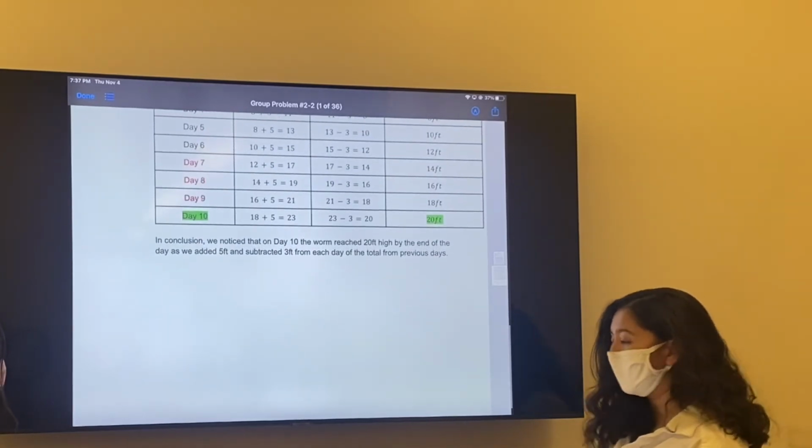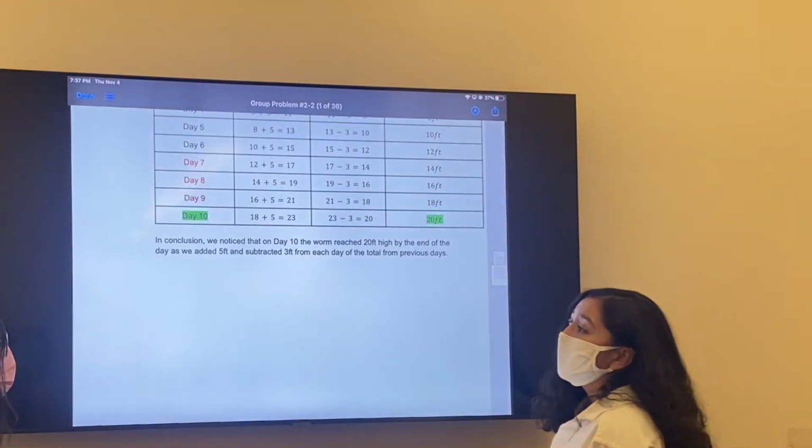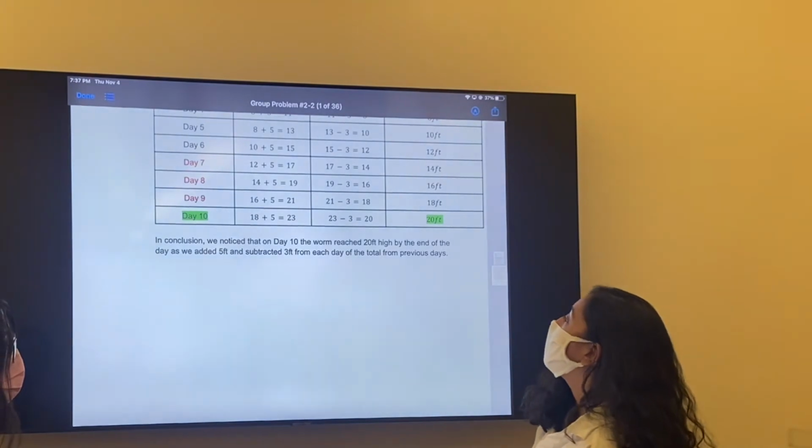So in conclusion, we noticed that on day 10, the worm reached 20 feet high by the end of the day, as we added 5 feet and subtracted 3 feet from each day of the total from previous days.